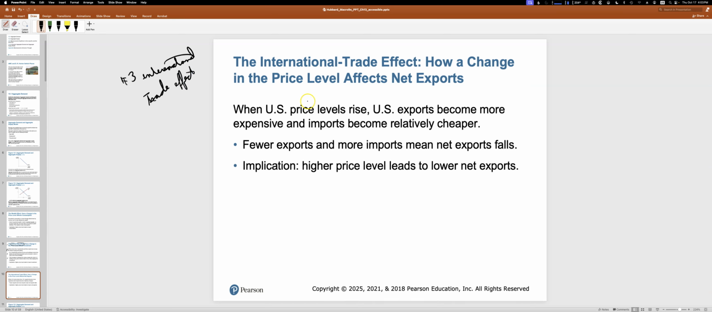And here we're talking about U.S. price levels compared to international price levels. If U.S. price levels rise, then people in other countries don't buy as much of our stuff, and we tend to buy more imports. All three of these reasons, the wealth effect, the interest rate effect, and the international trade effect, show how changing the price leads to changes in real GDP.